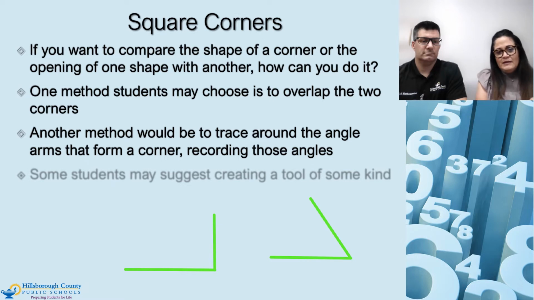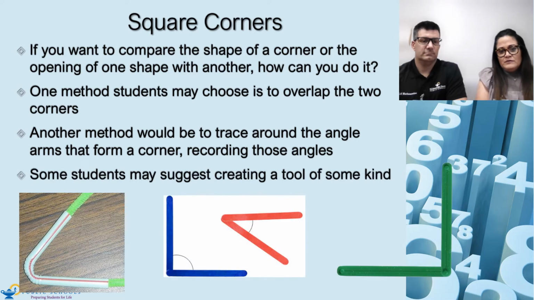Here we can see some students may use angle legs, for example, or they may use a drawing, some kind of tool of some sort, as you can see examples here, to compare the square corners. So this is kind of like when kids first started measuring lengths and they made their own rulers. Absolutely. Before being introduced to the ruler. Teaching them the concept of what an angle is.